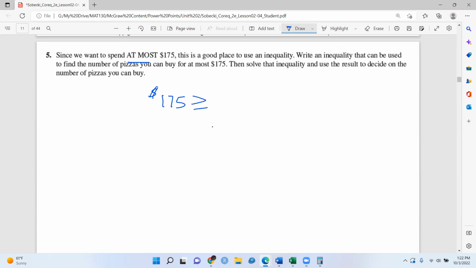So that cost is going to be greater than or equal to $9 per one pizza times the number of pizzas, P pizzas. This is our little inequality. Now, if I write that without its units, it probably looks a little better. It's 175 times 9p.